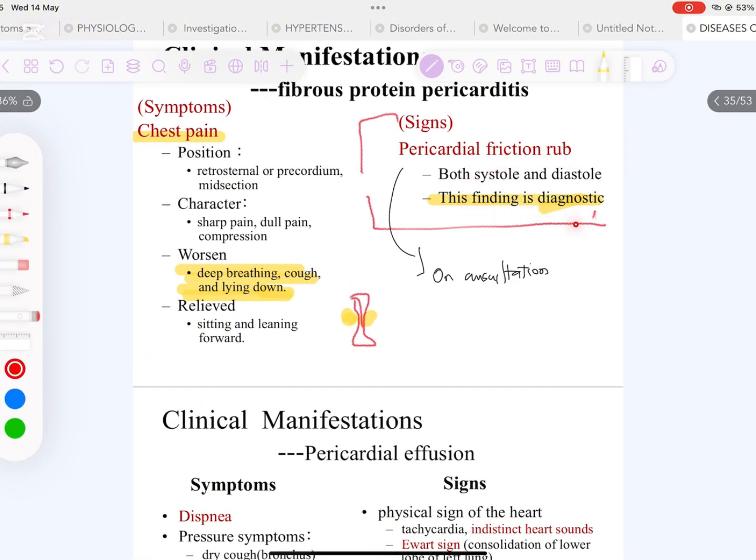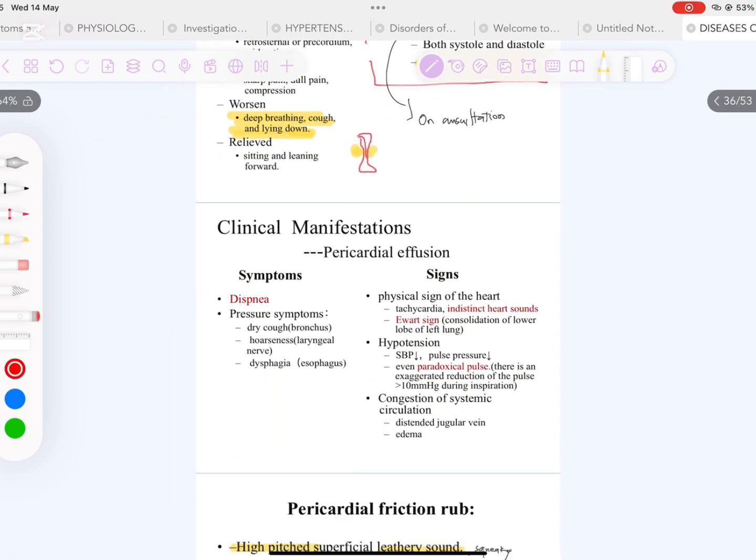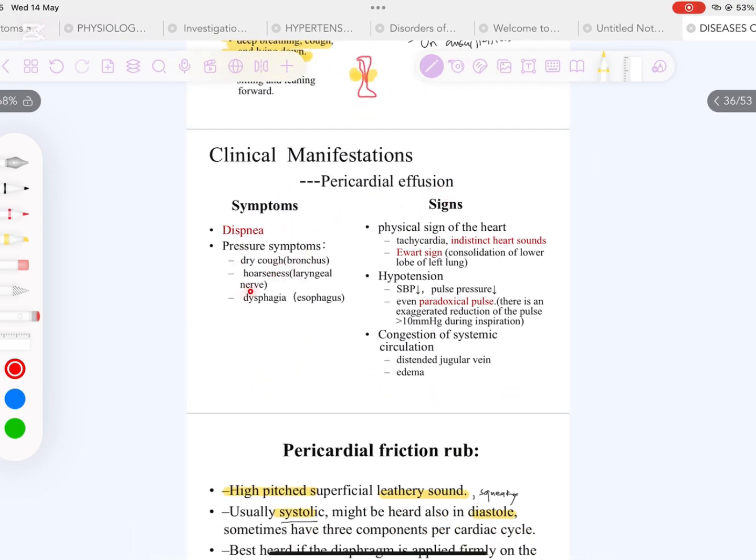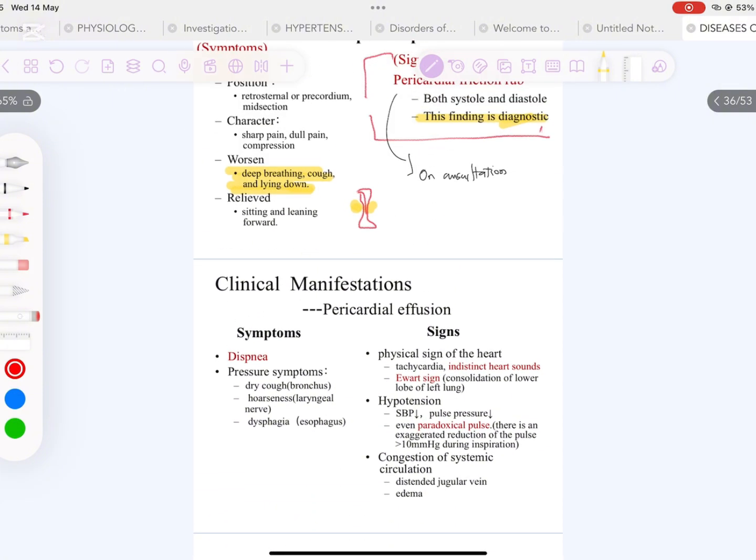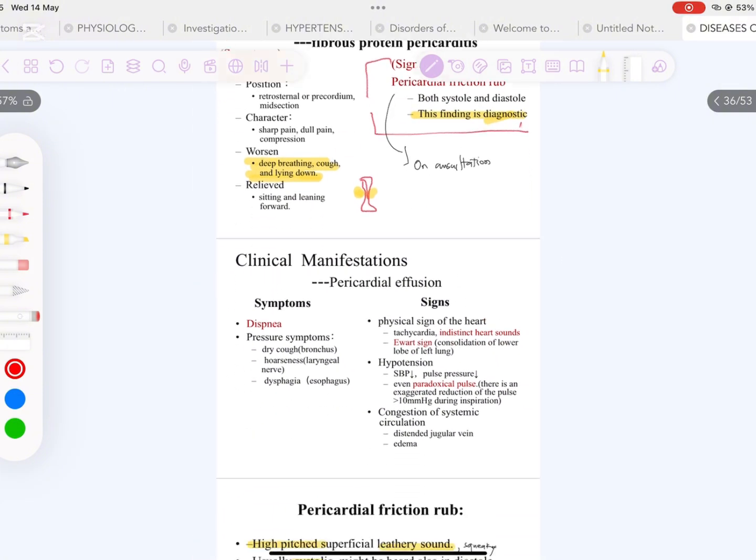Pericardial friction rub, remember I said it is diagnostic. It is heard on auscultation. When you are listening, you hear a squeaky sound. Okay, so we have gone through this one before. Signs, they're just putting it so we can compare. This is now the pericardial effusion.